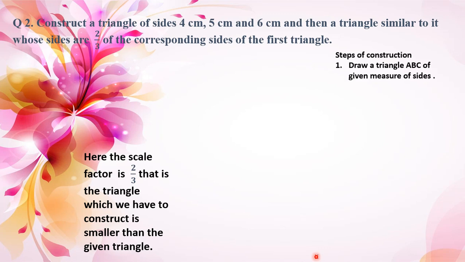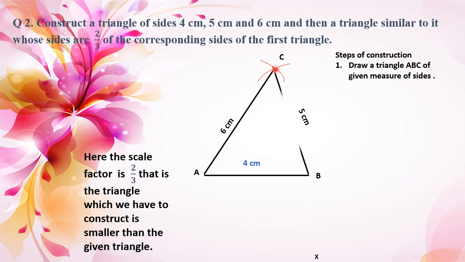First construct the given triangle. Take the triangle ABC and construct it with the given measurements. Let AB be 4 centimeter, and with A as a center cut an arc of 6 centimeter. With B as a center again cut an arc of 5 centimeter. The arc of 6 centimeter with center A and the arc of 5 centimeter with center B intersect each other at a point. This point is C. Join C to A and B. Now we have the triangle ABC.